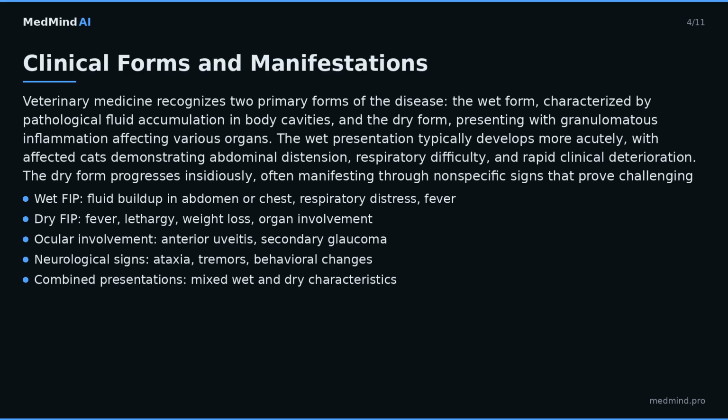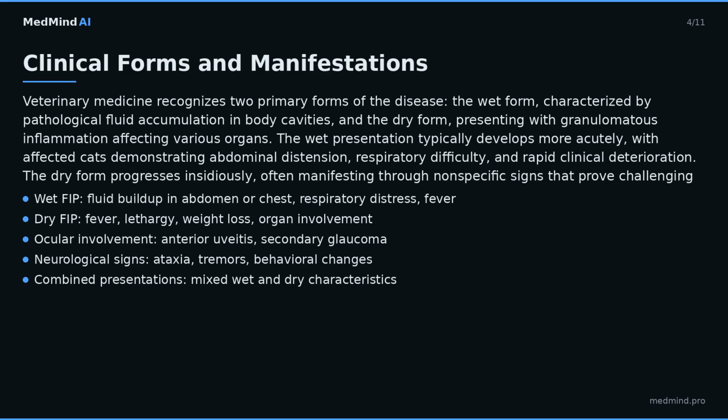Clinical forms and manifestations. Veterinary medicine recognizes two primary forms of the disease: the wet form, characterized by pathological fluid accumulation in body cavities, and the dry form, presenting with granulomatous inflammation affecting various organs. The wet presentation typically develops more acutely, with affected cats demonstrating abdominal distension, respiratory difficulty, and rapid clinical deterioration. The dry form progresses insidiously, often manifesting through nonspecific signs that prove challenging to distinguish from other chronic feline conditions.